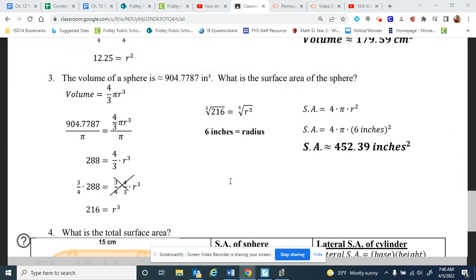All right, welcome back. This is video 2 for lesson 10.6, and we're going to finish out these last two examples. So our first example is looking at the volume of a sphere. They give us the volume, and we want to find the surface area of the sphere.